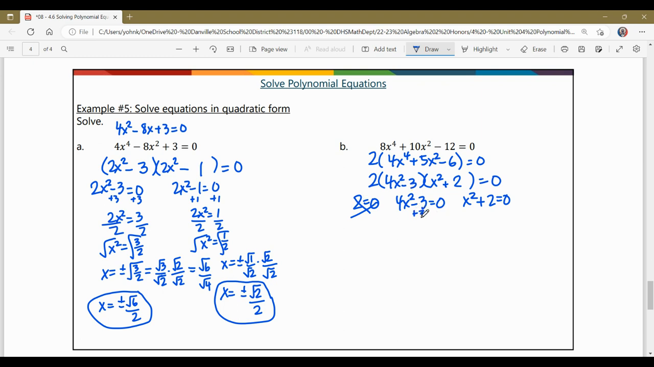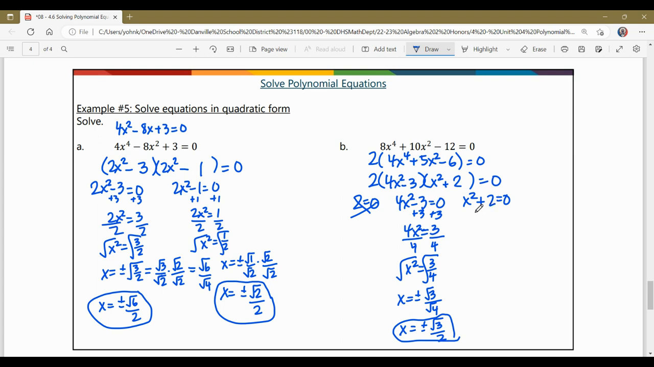In the middle here, I'm going to add 3. So I get 4x squared equals 3. Divide both sides by 4. So x squared equals 3/4. Square root both sides. X equals plus or minus root 3 over root 4. And I can do the square root of 4, it's 2. So x equals plus or minus root 3 over 2.